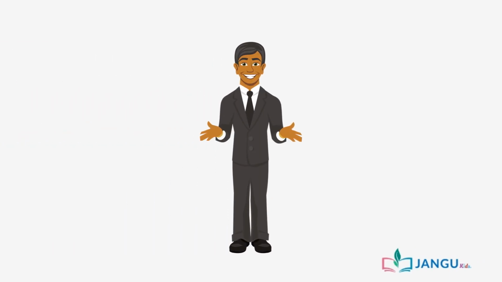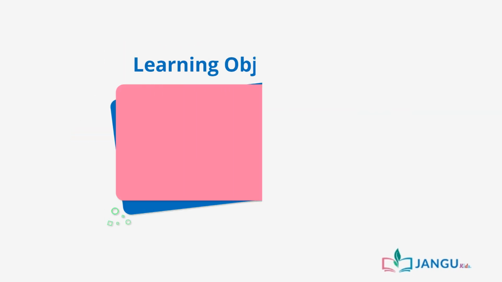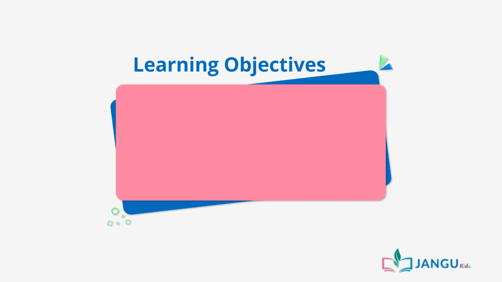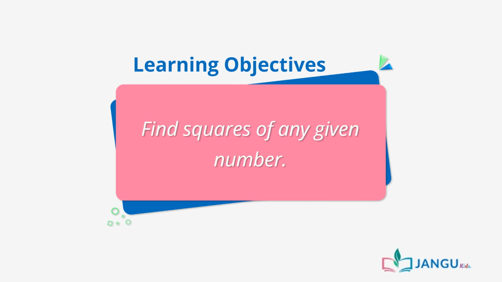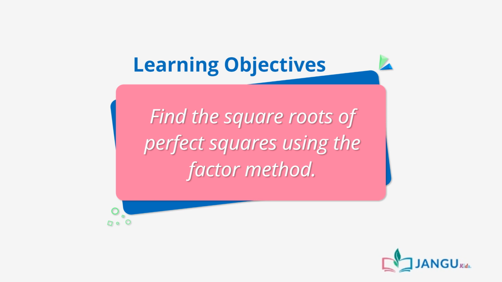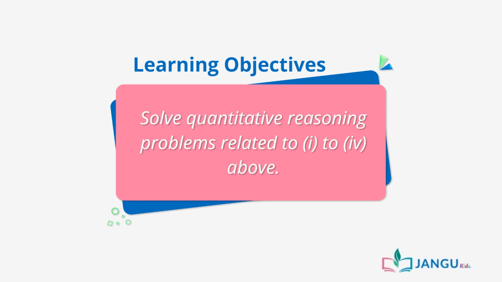This is the last of a three-part series on whole numbers. At the end of the lesson, you should be able to: 1. Identify numbers that are perfect squares. 2. Find squares of any given number. 3. Find the square roots of perfect squares using the factor method. 4. Find the square root of any given number. And solve quantitative reasoning problems related to 1 and 4 above.